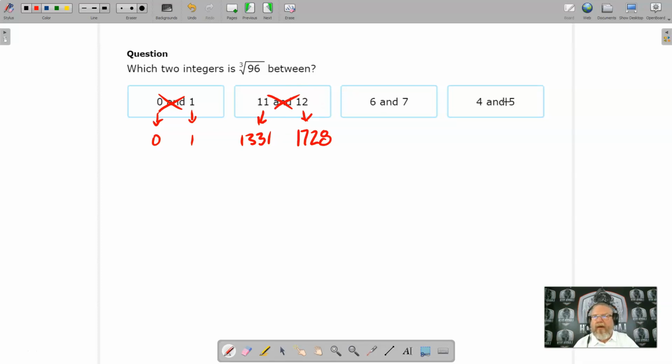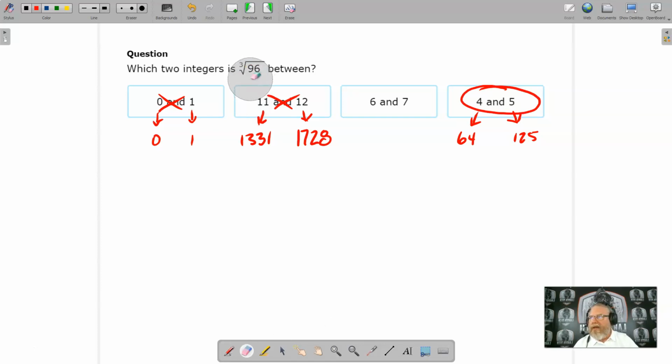I'm going to go ahead and go over to the 4 and the 5. Not only that, these are cubes that I have memorized. So not too bad. 4 times 4 times 4 is 64. And 5 times 5 times 5 is going to be 125. Does 96, the radicand, fall between 4 and 5? Indeed, it does. So it's going to be somewhere between 4 and 5.